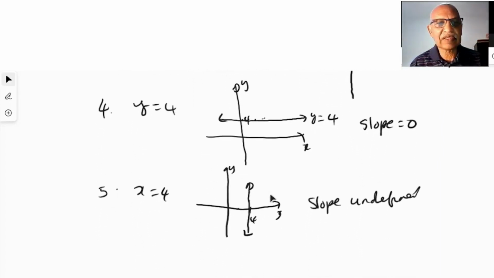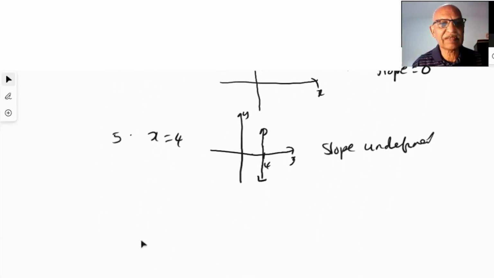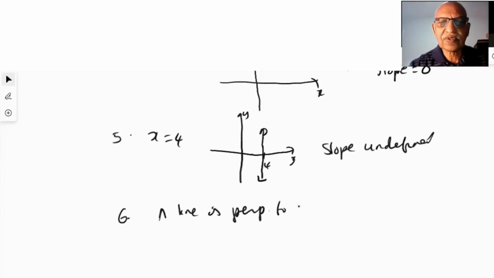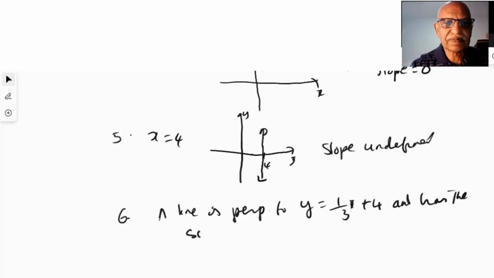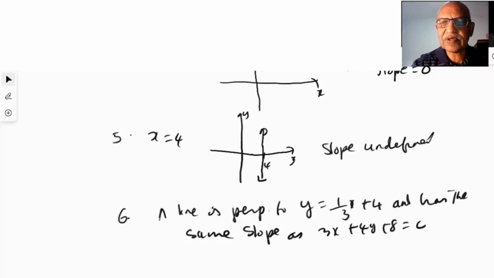If I make one question, which includes everything, let's say a line is perpendicular to y equal to 1 over 3 x plus 4 and has the same y-intercept as 3x plus 4y plus 8 equal to 0.